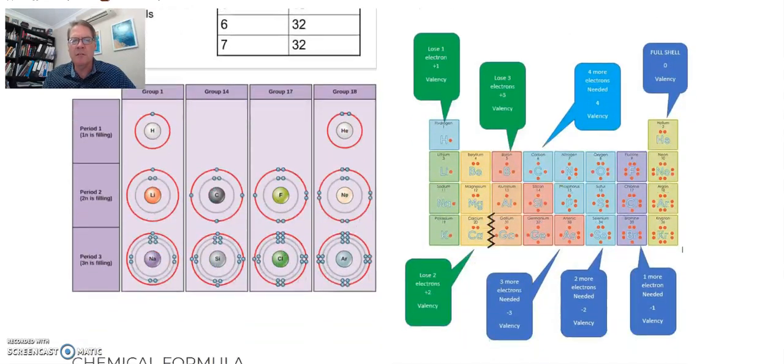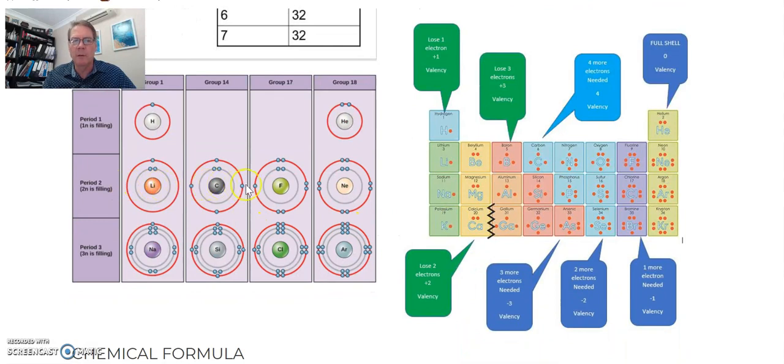It's shown pretty well here. Now we're going to the second layer, and we're looking at neon. In the outer shell there's 2, 4, 6, 8. On the inner shell there's another 2. That's why its number is 10 altogether. But the one we're interested in is the outer shell, the valency. Notice they have a full outer shell, so the valency is 0.